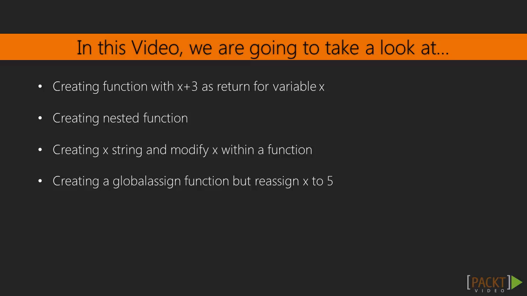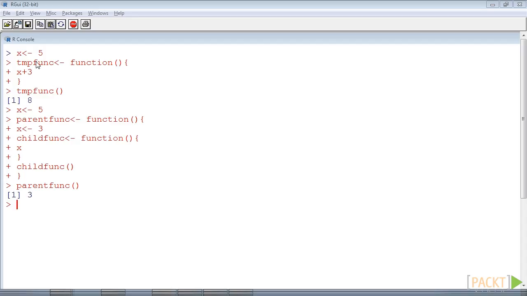To demonstrate, let's have a look at how lexical binding works. We first create an x variable, 5. Then we create a tempfunc function with x plus 3 as the return value. Even though we don't assign any value to x within the temporary function, x can still find the value of x as 5 in the global environment, and hence the output is 8.